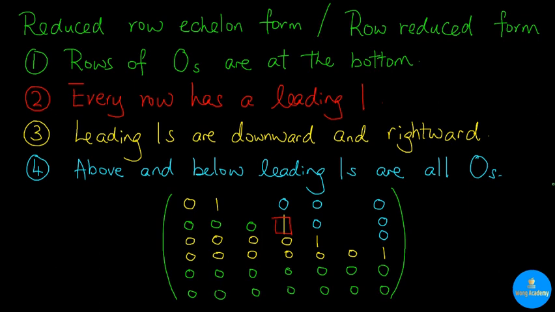As for the rest of the entries, they can be completely arbitrary. We don't have any control over them. They can be 0 or 1 or any other numbers.